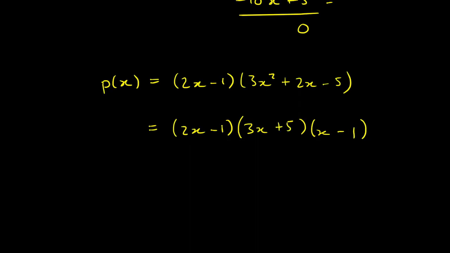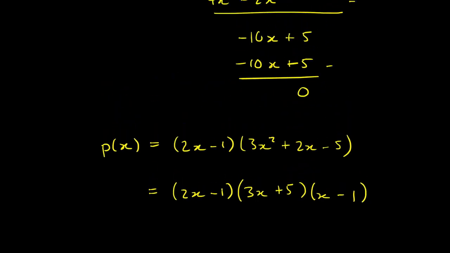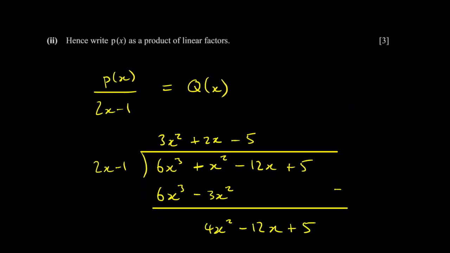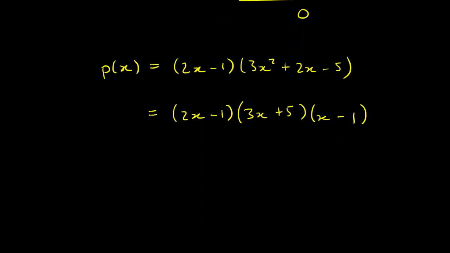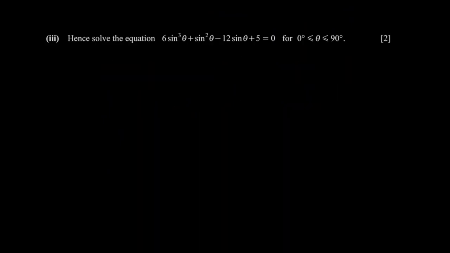The reason for that is if I was to multiply through, 5 times by x is 5x. 3x times by negative 1 is negative 3x. So 5x minus 3x is 2x. So that works out. Okay. So what else are we required to show? No, that's it. We've written it as the product of linear factors. Okay, so I think we just got one last part.